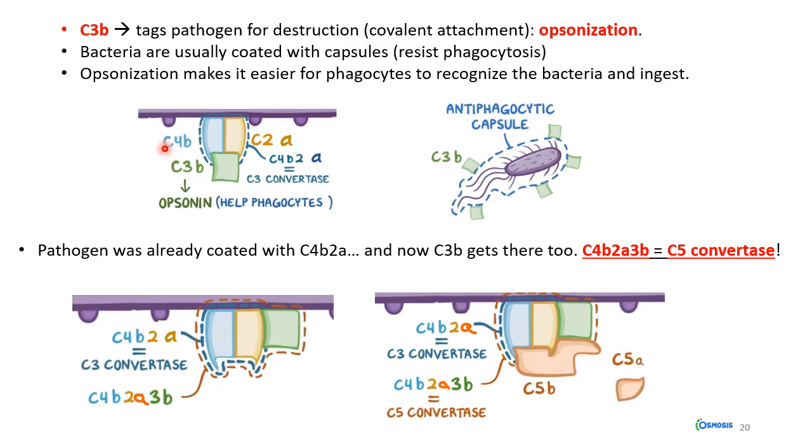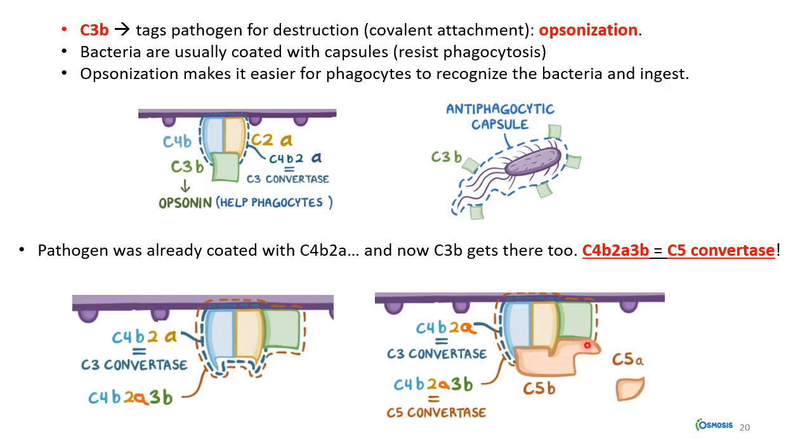So you have here your C4b2a, that's your C3 convertase. You cut C3, you get C3b right there. When you put these three together, C4b, C2a, C3b, you get another convertase. You get this one that is called C5 convertase.